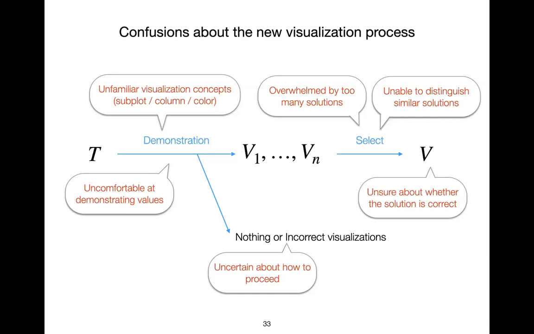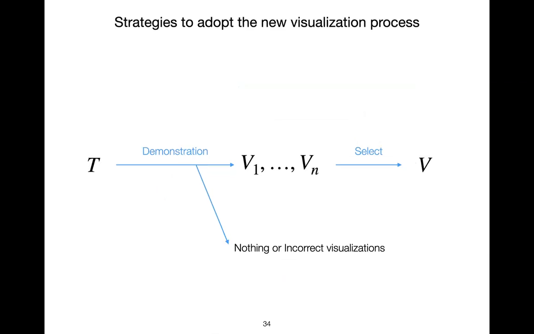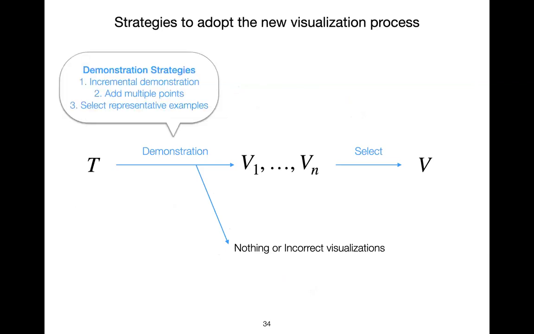And of course, from the tool builder perspective, you want to solve them immediately by yourself. But actually what's very interesting is that even though we don't solve the tool while people are using those, people are coming up with a lot of different strategies to interact with the tool to actually solve those problems. So for example, in terms of demonstration, some people prefer to do incremental demonstration, and some people try to add multiple points in the beginning to avoid any ambiguity. And a lot of people are also aware of selecting representative examples to avoid ambiguity as well.